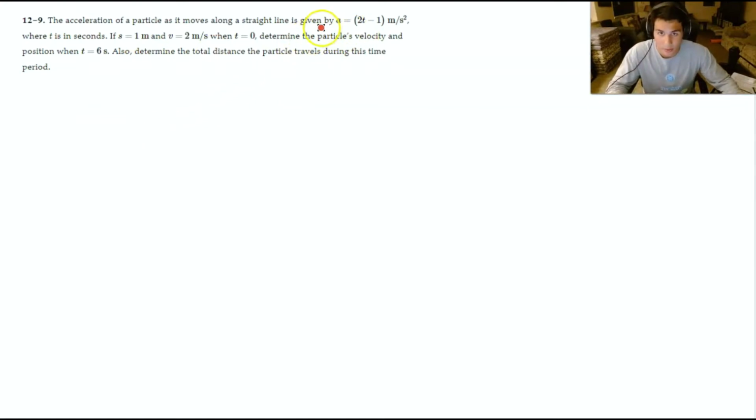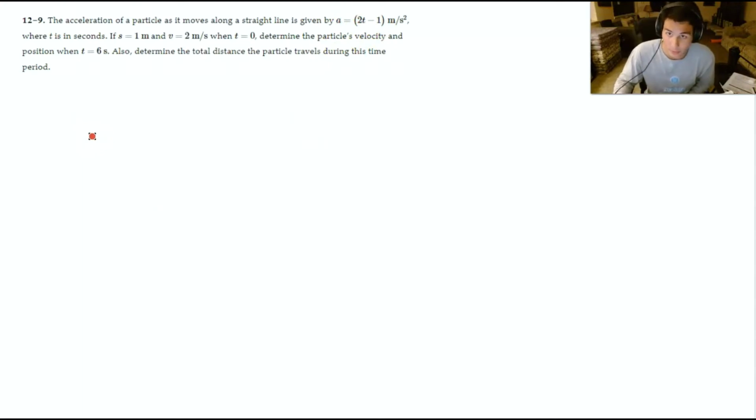But our main goal is to determine the particle's velocity when t equals 6. So some time is going to pass, and then we want to know where it is, the velocity at that point, and how far it traveled. Maybe I should start by saying you cannot use kinematics for this because acceleration is non-constant. It's not just a number, it's a function here.